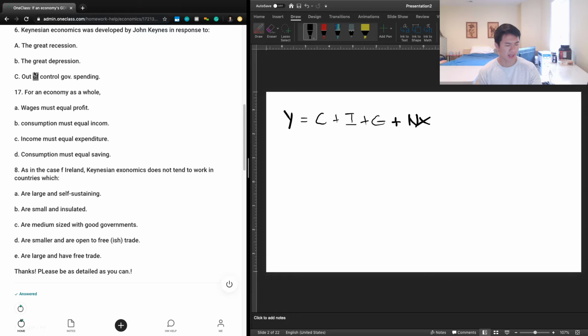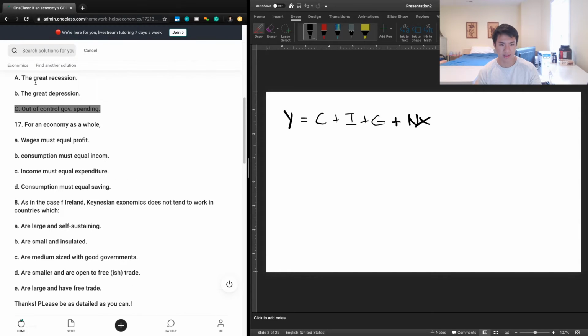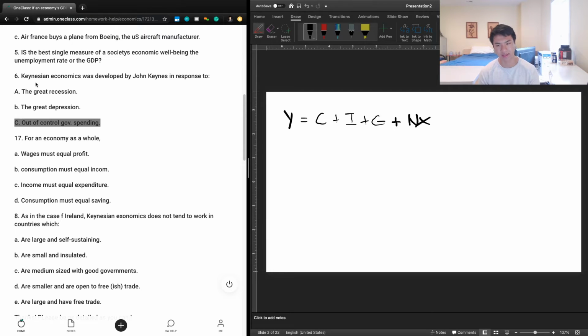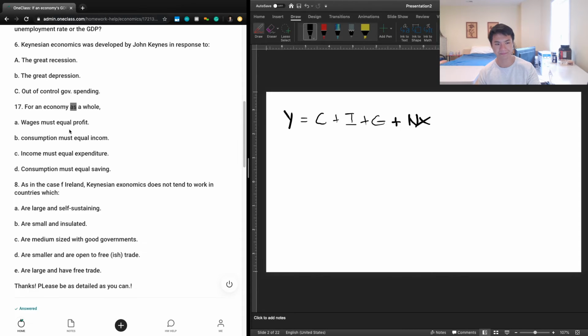Excuse me, I didn't see this last one. Out of control government spending is one, and again, Keynesian economics actually thinks that government spending would be good, not bad. It proposes more government spending as a tool to get us out of economic downturn. So it's not going to be C as well.